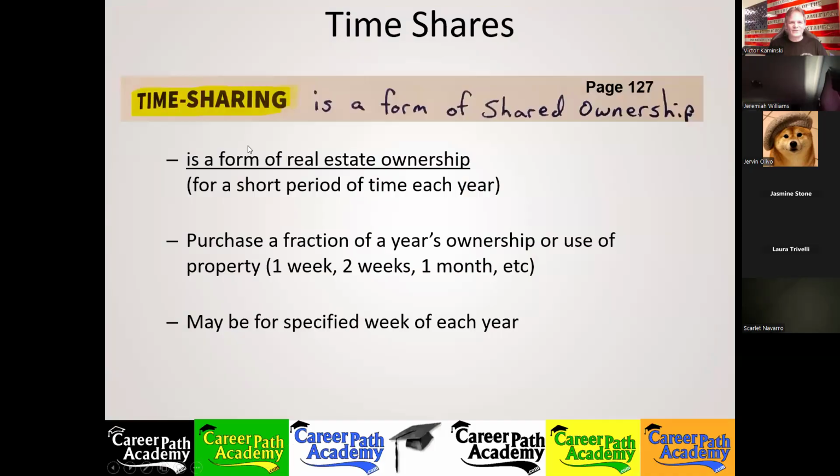So timeshare is a form of ownership for a short period of time each year. It could be a week, 2 weeks, a month, etc. I've even seen timeshares on cruise ships. They were selling cabins on cruise ships as timeshares.